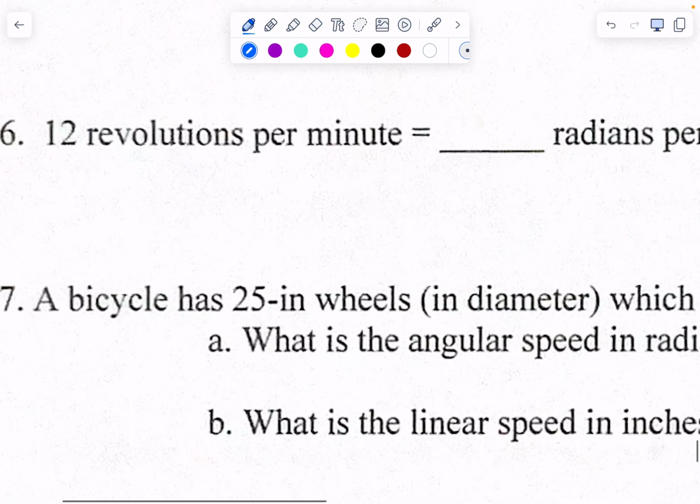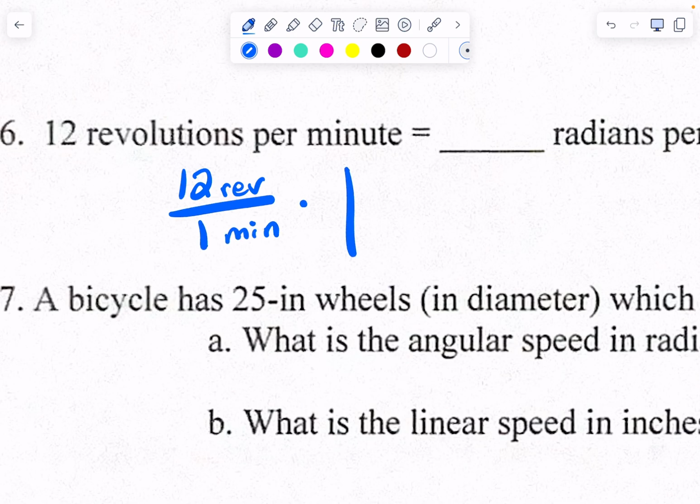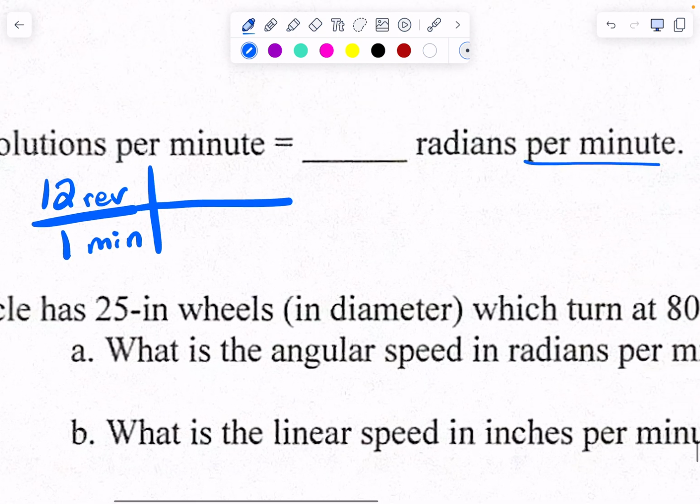12 revolutions per minute. I'm going to do this. Let's do train tracks. 12 revolutions per 1 minute. This is a train track. Railroad tracks, whatever. Okay? Revolutions per minute, but I want it in radians per minute. So minute gets to stay minutes, but we need to change revolutions to radians. I need revolutions to go down here.